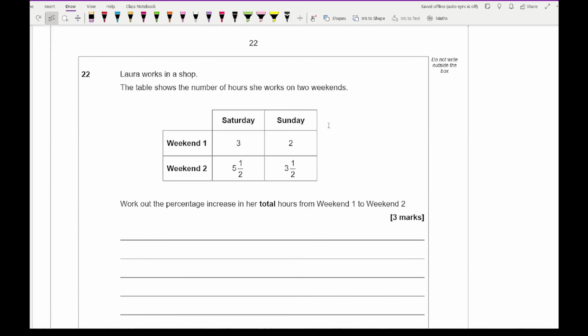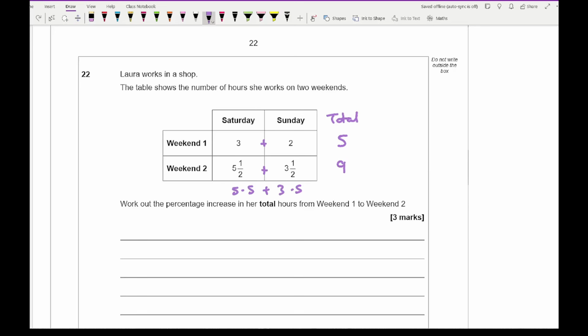For question 22, it says that Laura works in a shop. The table shows the number of hours she worked on 2 weekends. And the question is asking us to work out the percentage increase of her total hours from weekend 1 to weekend 2. So the first thing we need to do is work out the total of hours that she worked on weekend 1 by adding those two. I don't need to use a calculator for the first one because that's just 3 plus 2, which is 5. And then for weekend 2, we're just going to do 5.5 plus 3.5, which is 9.